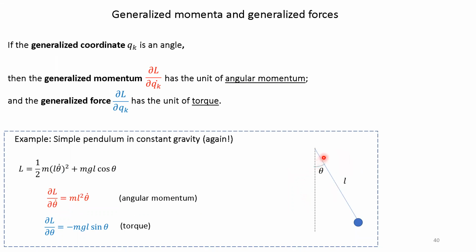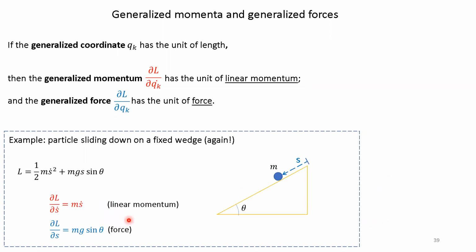So what about this one? I'm not using x, y, z here. If I use this theta, and you take the partial L partial theta dot, you realize that this one is not your linear momentum, but in fact the angular momentum. And this partial L partial theta is not the force, but the torque. But in both this case and the previous case, we can call them the generalized momentum and the generalized force.